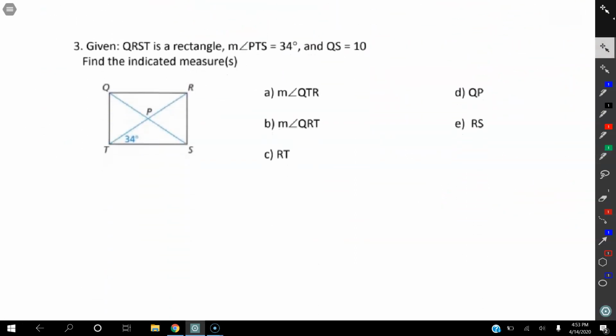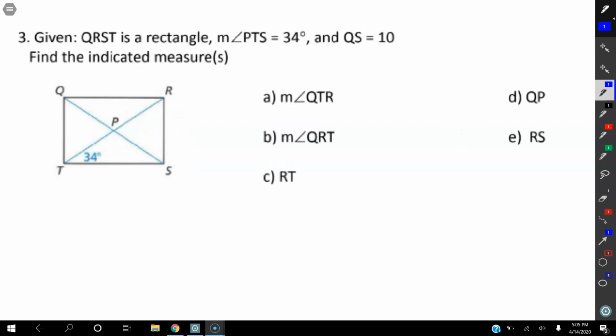Number three. QRST is a rectangle. The measure of angle PTS is right here, 34 degrees, and QS, so that would be this diagonal, is 10. Find the indicated measure. Before we start doing exactly what they asked for, why don't we go in here and put a few things we know. If QS is 10, I know that diagonals get bisected.